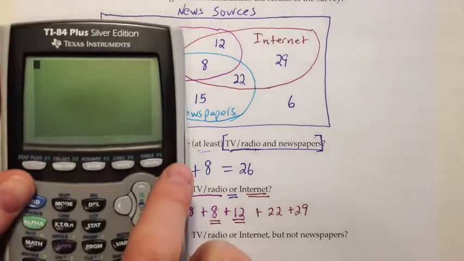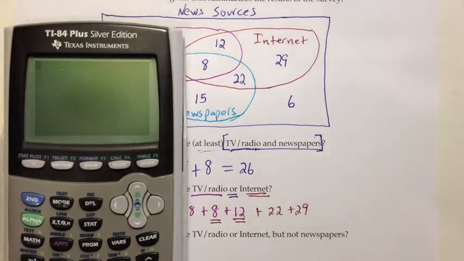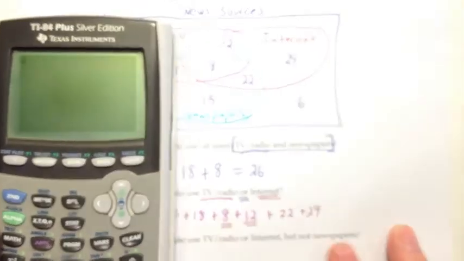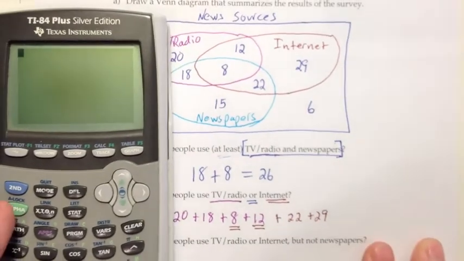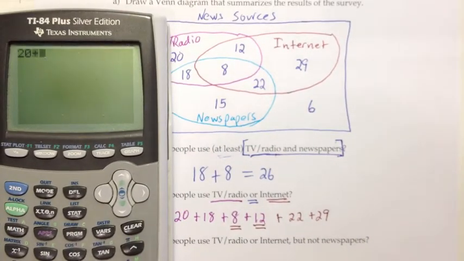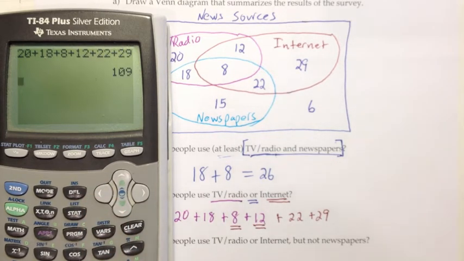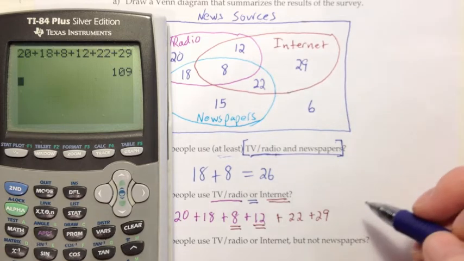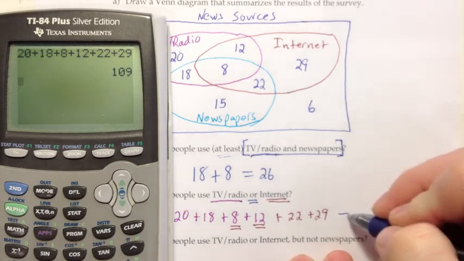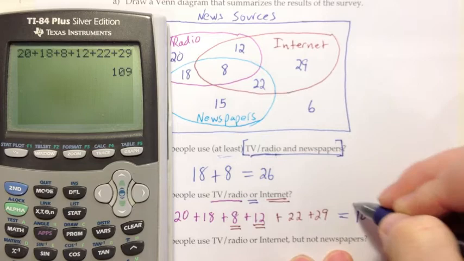So just bring in the calculator real quick to do the simple addition that we want there, and slide that over a little bit so we can see the numbers. So we had 20 plus 18 plus 8 plus 12, 22, and 29. When we add that all together, I come up with 109 people falling into those 2 categories. So that would be my answer.